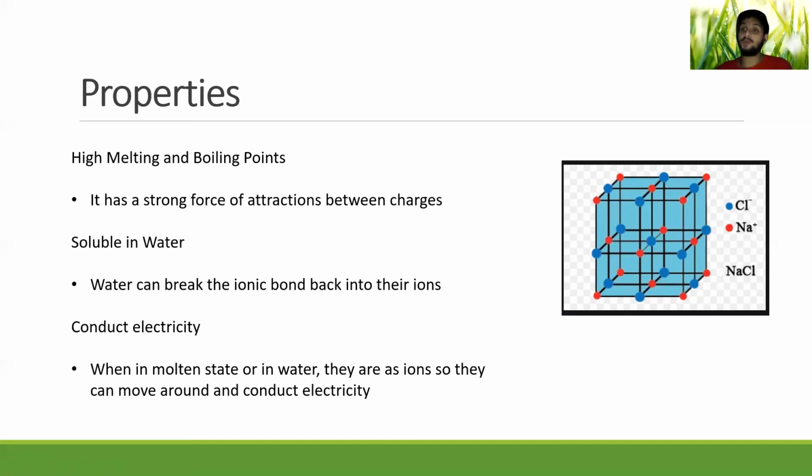All right. But when they are in molten state or when they are dissolved in water, these ions can move freely. The chlorine can move somewhere else, sodium can move somewhere else. As a result, they can conduct electricity. So be very mindful that the solid form of ionic compounds cannot conduct electricity, but when molten, and when they are mixed in water, they can conduct electricity.